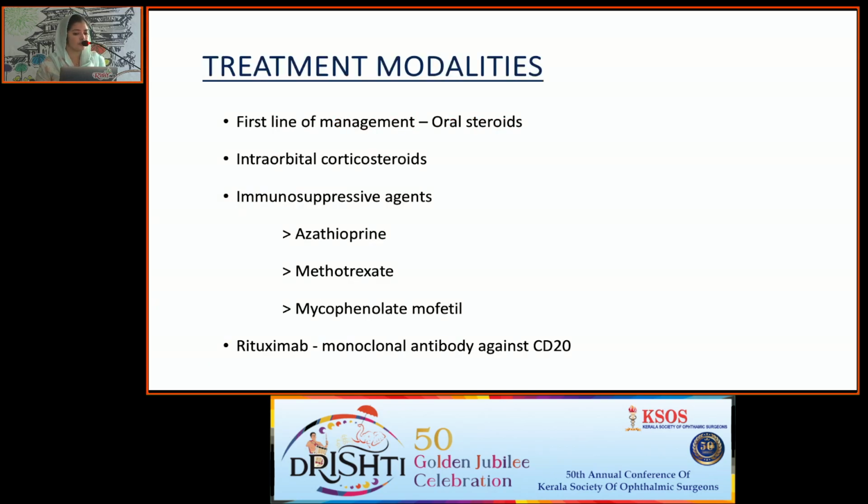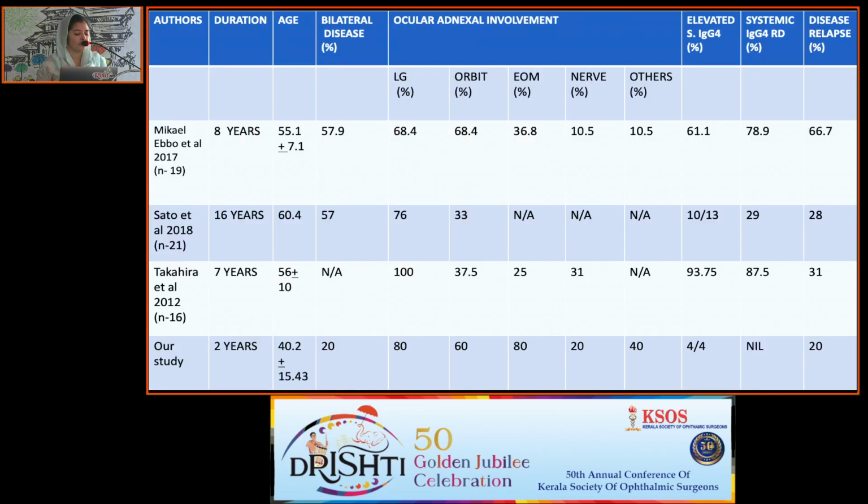The various treatment modalities available are oral steroids, which are the first line of management, intraorbital corticosteroids, and immunosuppressive agents like azathioprine, methotrexate, and mycophenolate mofetil. Rituximab, which is a monoclonal antibody against CD20, is a promising treatment in IgG4 related ophthalmic disease. This is a comparison of various studies on this topic.